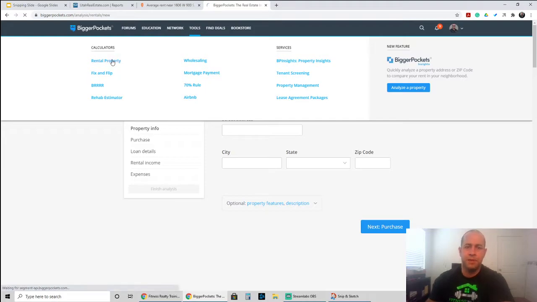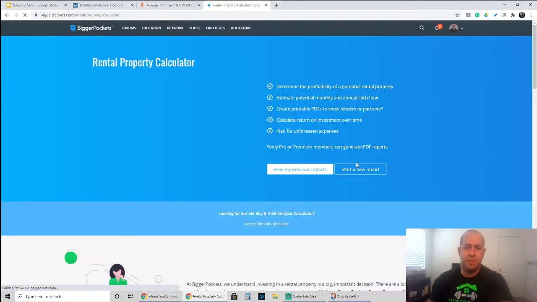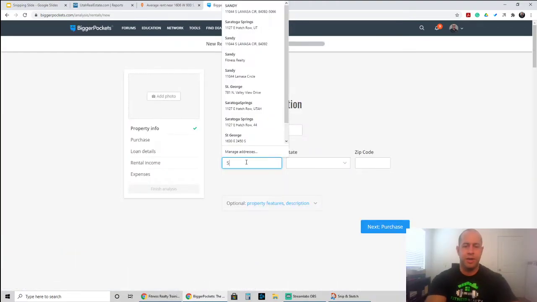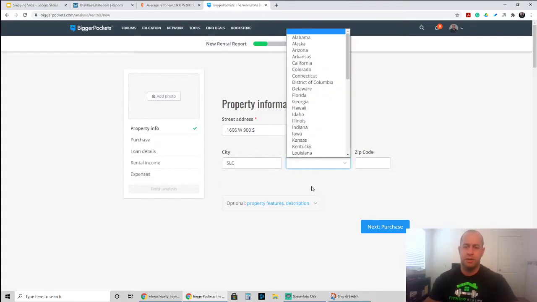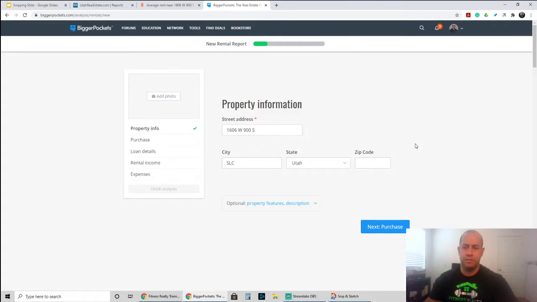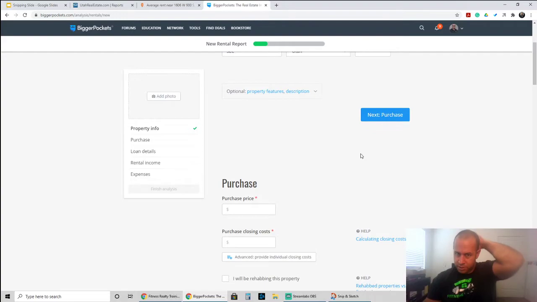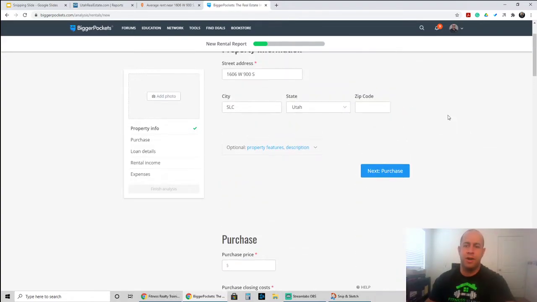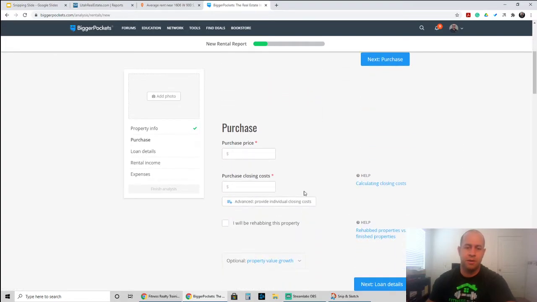So let's get into the rental property calculator. Start a new report, like I said. Address. You don't even need to fill most of this out, so I'm just going to put Salt Lake. You guys know where we're at. I'm not even going to put a zip code. Nobody cares. You could put in property features and description if you want. I just know we're going to go straight and look it up at the MLS, so it just doesn't matter.